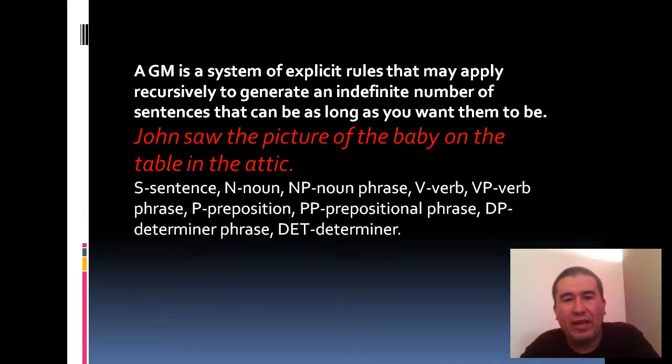S sentence, N noun, NP noun phrase, V verb, VP verb phrase, P preposition, PP prepositional phrase, DP determiner phrase, DET determiner. So you can define them in structure with these following shortened types of formulas. Let's see how the sentence "John saw the picture of the baby on the table in the attic" can be structured.